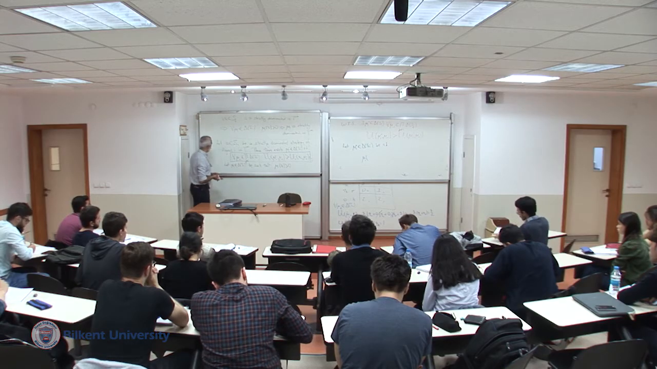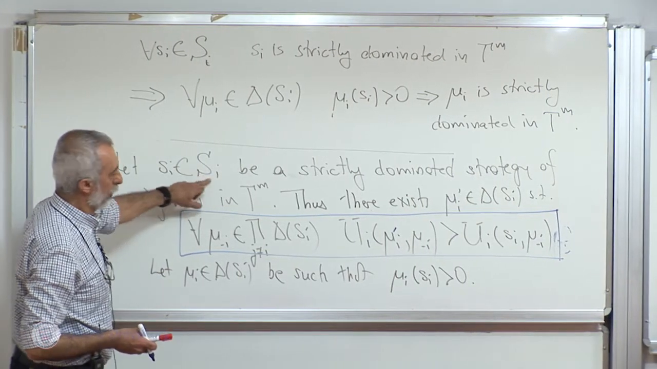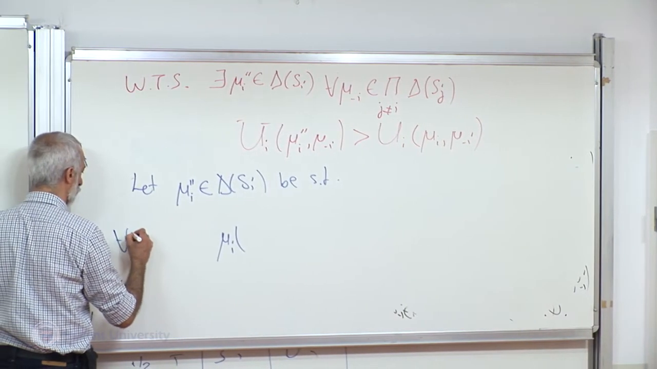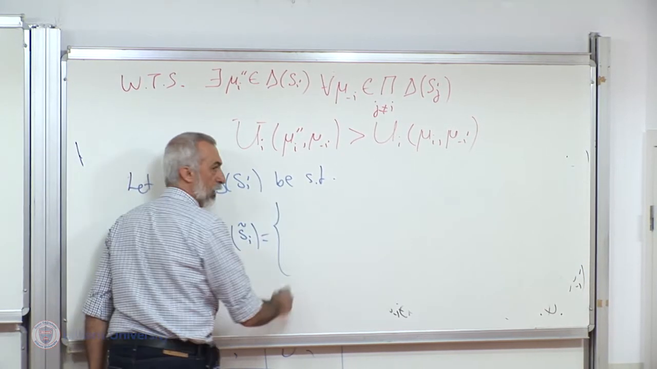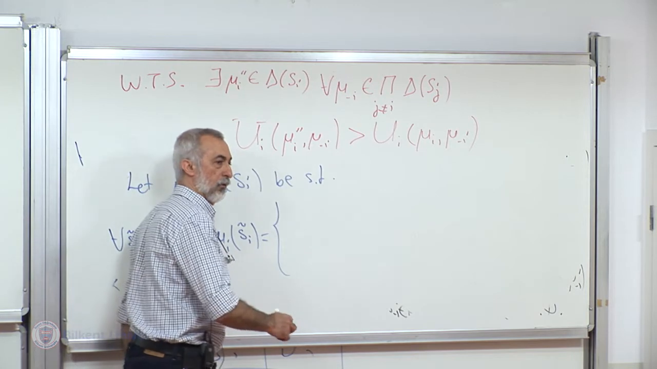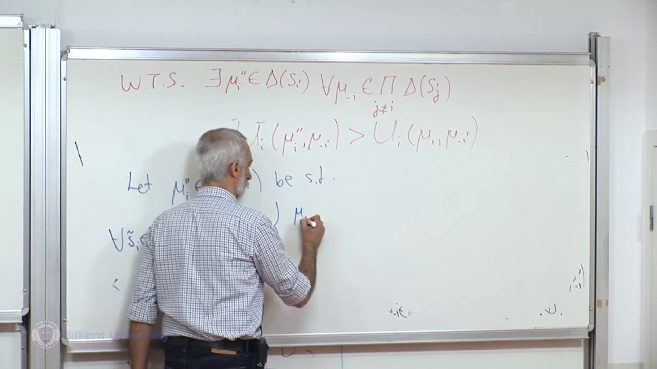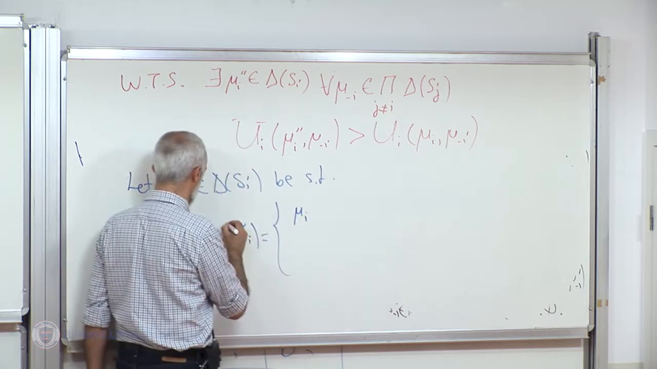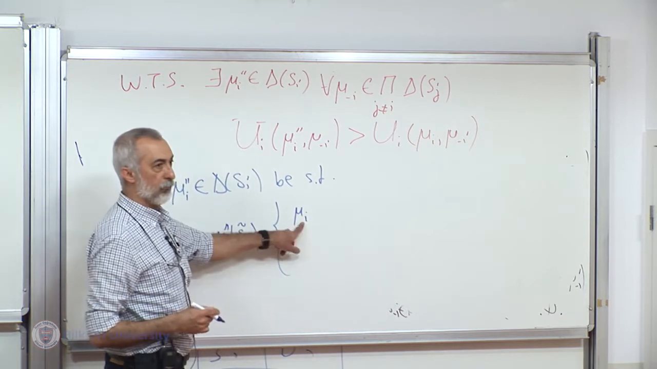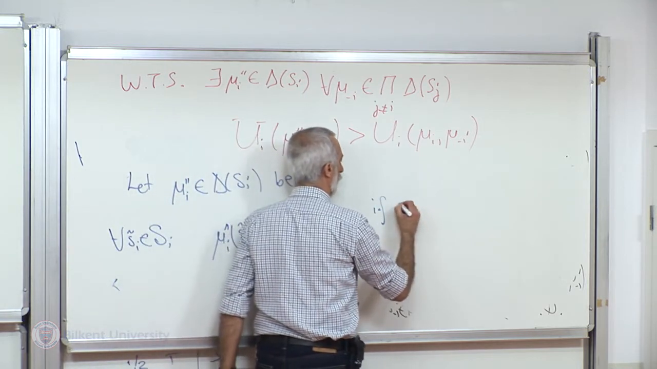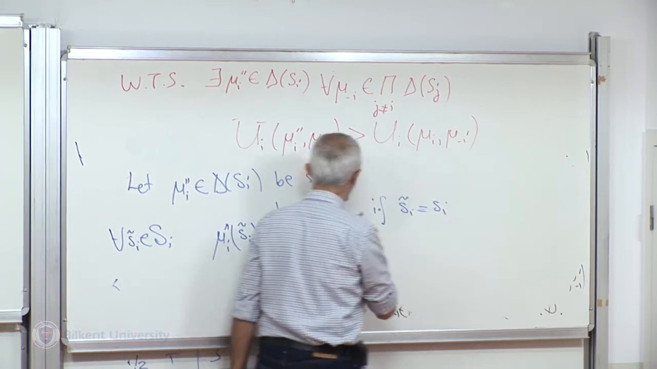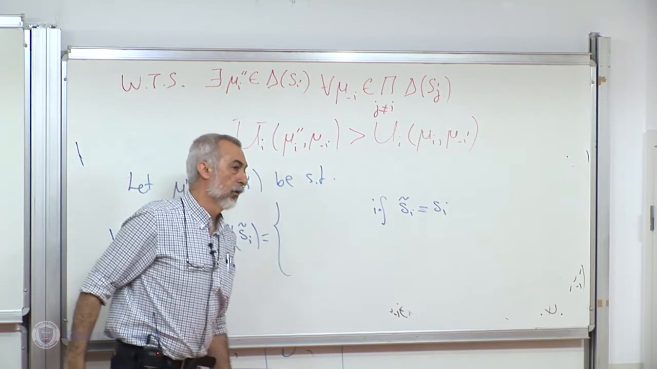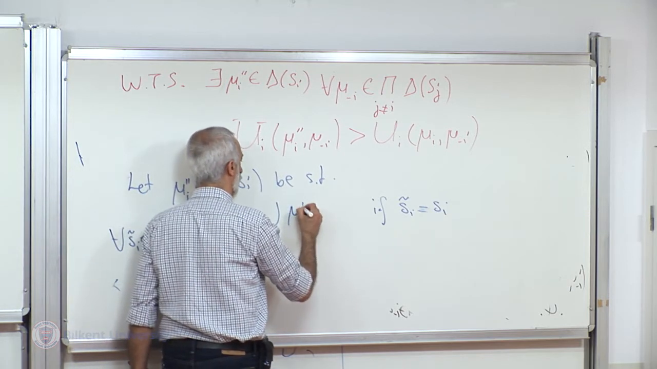Unfortunately I used si to denote the special strategy, so I should use something else here, for any si tilde, is equal to what? Mu i. So that's mu i double prime. That's what we're defining. If si tilde is equal to si, then what do you want? This, mu i prime.